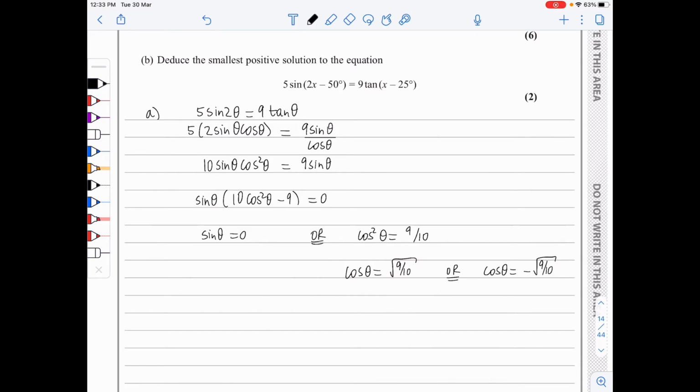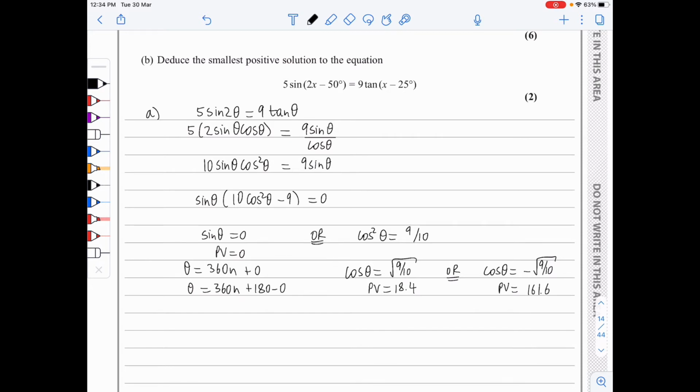We need to generate the principal values here. So for sine theta being 0, the PV is 0. For cos theta being the root of 9 over 10, we get a PV of 18.4. And for the last equation, cos theta being minus root of 9 over 10, we get the PV to be plus 161.6. So we know that for sine theta being 0, theta is 360n plus 0, or 360n plus 180 minus 0.